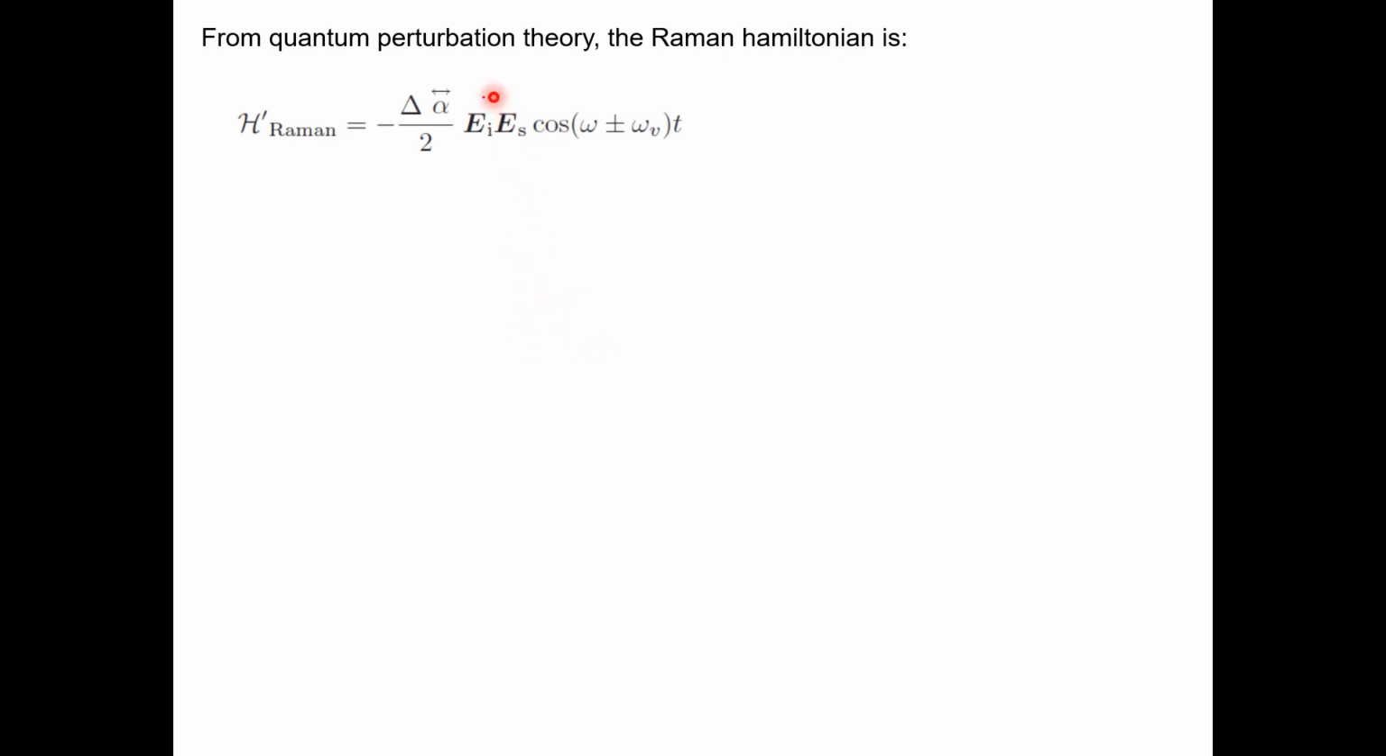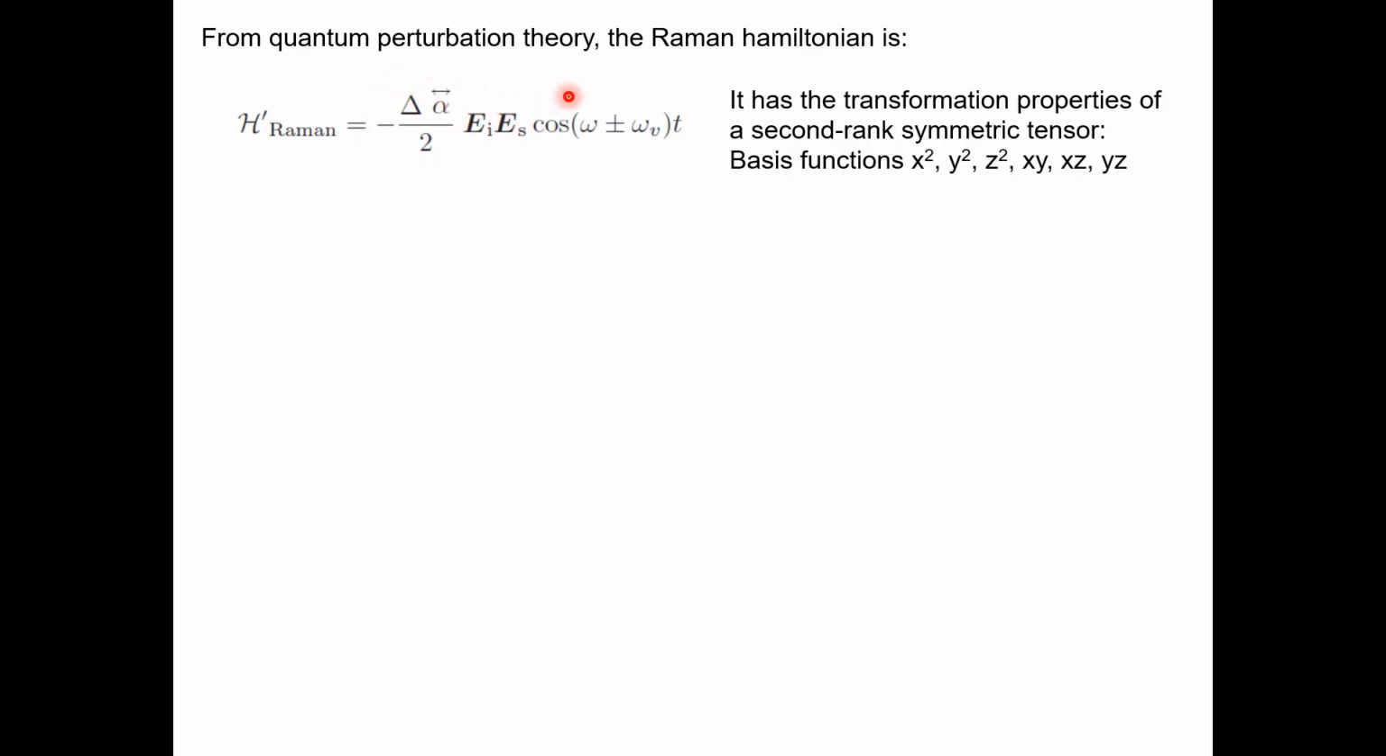So we are going to do a similar thing here now, but now you have a more complicated object, which is not a vector, but a tensor. So it's a second rank symmetric tensor with components, let's say delta alpha xx, xy, xz, and yx, yy, and so on and so forth. And in analogy to what we did with the vector, in which we had to look for basis functions of Cartesian coordinates x, y, z, in this case we have to look in the character table for the quadratic basis functions x square, y square, z square, xy, xz, yz. And this will be the recipe to identify the different irreducible representations that are relevant for the perturbation Hamiltonian of the Raman process.